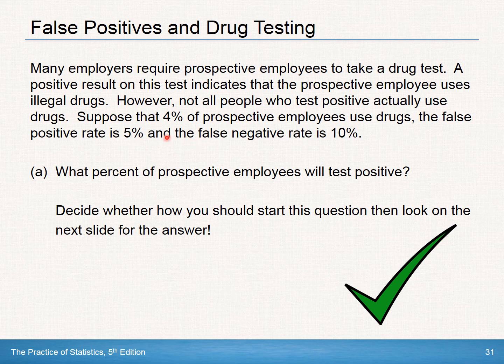Suppose that 4% of prospective employees use the drugs. The false positive rate is 5%, and the false negative rate is 10%. The false positive rate means the test is positive even if you don't use drugs, and the false negative means it turns out negative and you do use drugs. So what percent of prospective employees will test positive? Now you're going to decide, are you going to do this using a tree diagram? Are you going to do this by simple multiplication, or a two-way table? So think about it, and then we'll take a look at the answer.